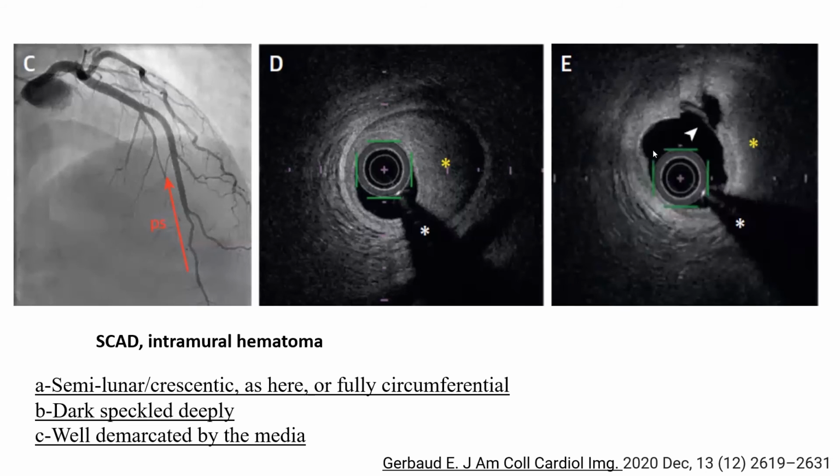Those are some other examples from the literature. Look at that. This is a classic morphology. It's not always that nice, but whenever you see that, white, black, white, whether on OCT or IVUS, it's very characteristic of intramural hematoma. Again, when you're suspecting it with the other features as well.